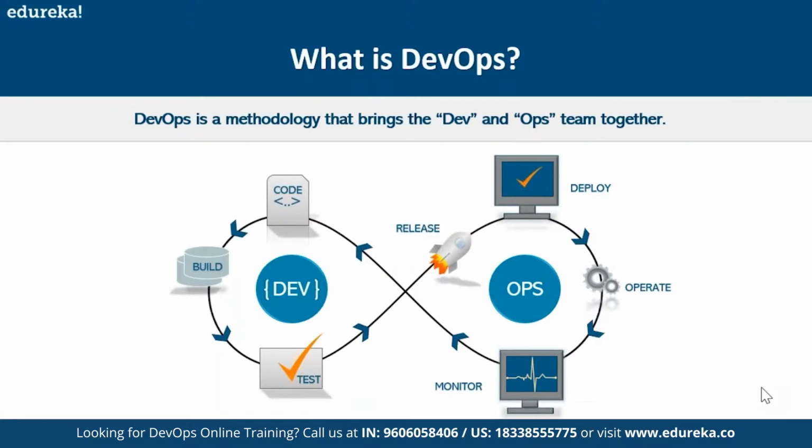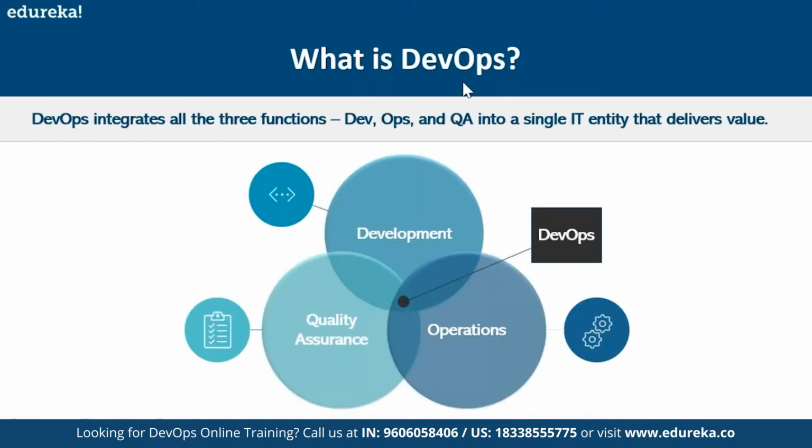So today we will be talking about what the release management system in DevOps is. In this cycle, what is the release management system? That is the specific topic for today's discussion. DevOps integrates all the functions I explained earlier, the developers team, operations team, and QA, into a single IT entity that delivers value.